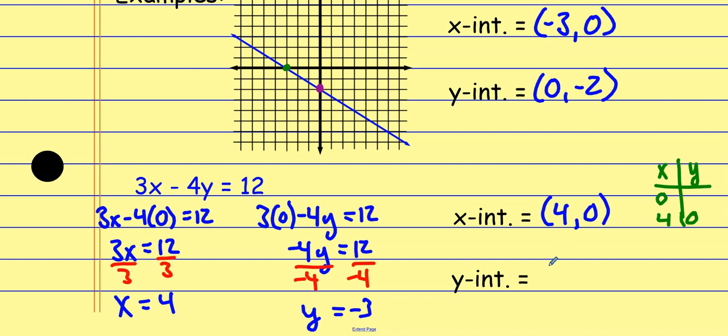Anywho, I'm going to write that as an ordered pair. That was a 0 for x and a negative 3 for y. So there we go. Okay, (4, 0), (0, -3). Okay? And again, it's like I'm completing this xy chart. I plugged a 0 in here, and I got a negative 3 out here.